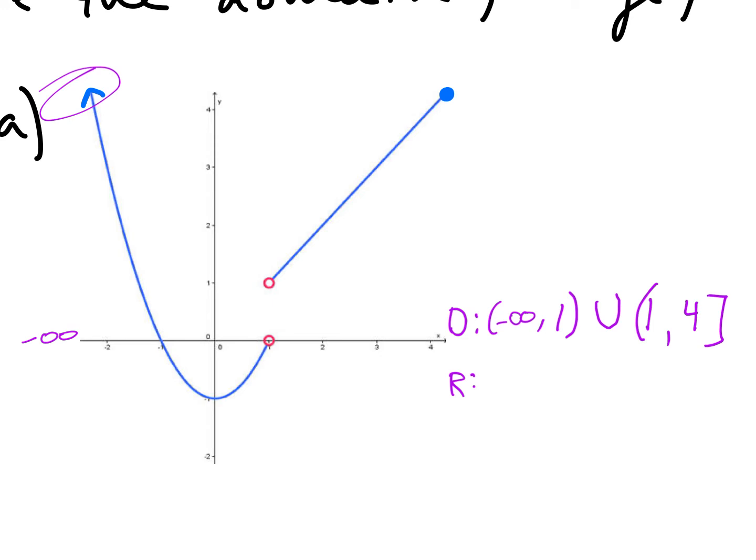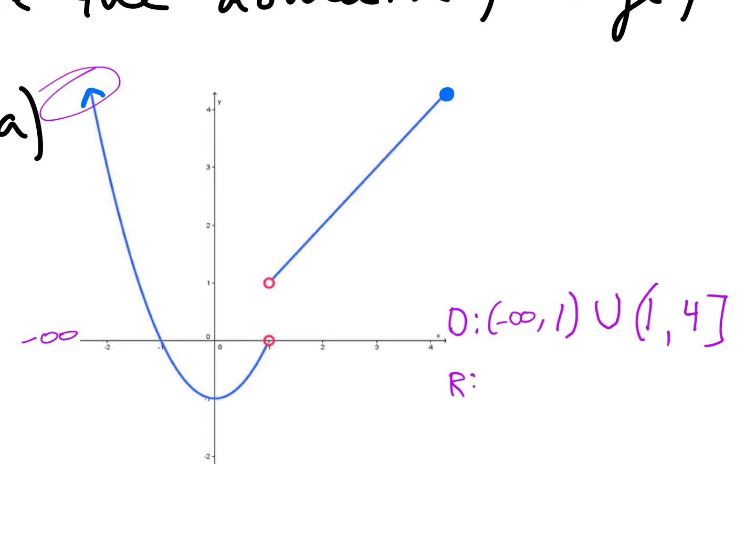If this dot was closed, what would my domain be? Negative infinity to 4. Good. Very good. But since it's open on both of them, they're telling you, look, you can use everything in the world, left to right, except for 1.